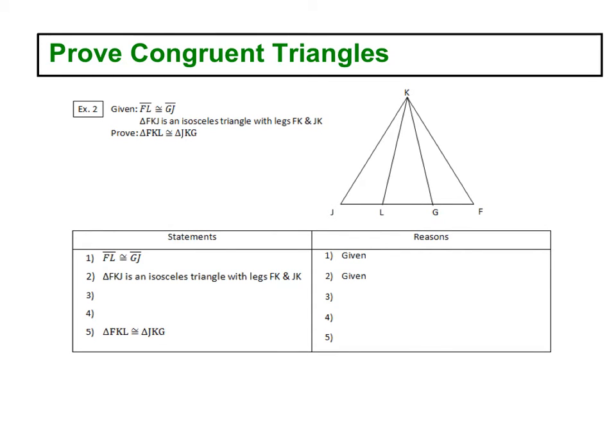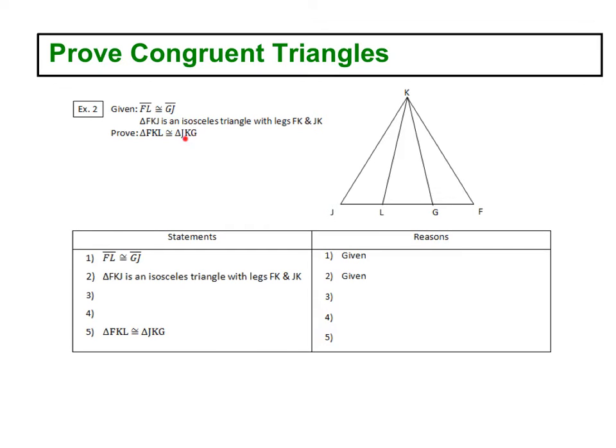Alright, so example 2, let's do another proof. We're given some information and then we're trying to prove that these two triangles are congruent. So the figure looks a little bit confusing. There's overlapping triangles, but not obvious ones. If you guys can see, this triangle I'm kind of outlining seems to be overlapping with this triangle right here. And those are the triangles that we are trying to prove congruent.